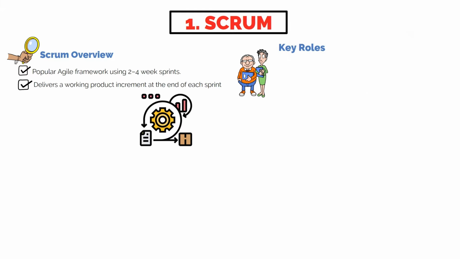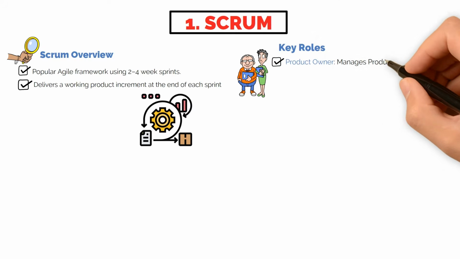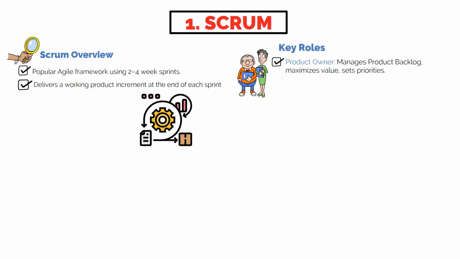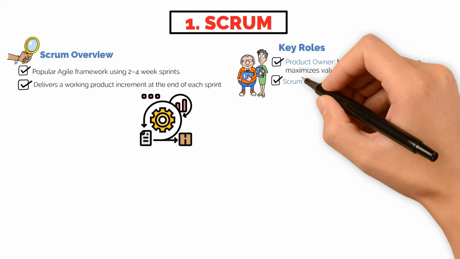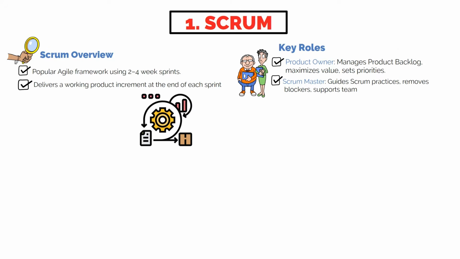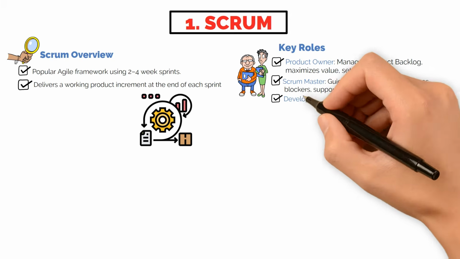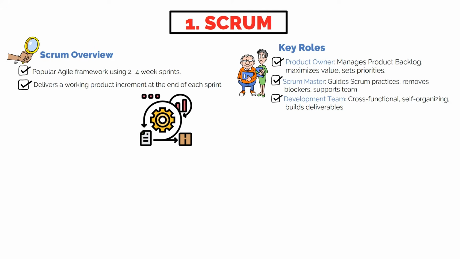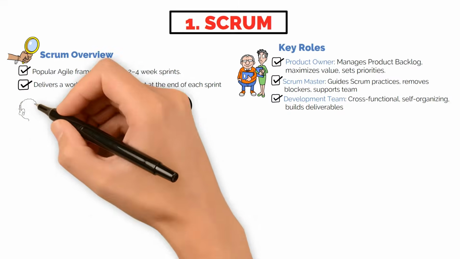Key roles in Scrum include: The product owner owns the product backlog and is responsible for maximizing the value of the product. They prioritize work items based on business value and customer needs. The Scrum Master is a servant leader who ensures the team understands and applies Scrum principles. They remove impediments and foster team collaboration. The development team is self-organizing and cross-functional. They select and commit to the work for the sprint and build the deliverables.